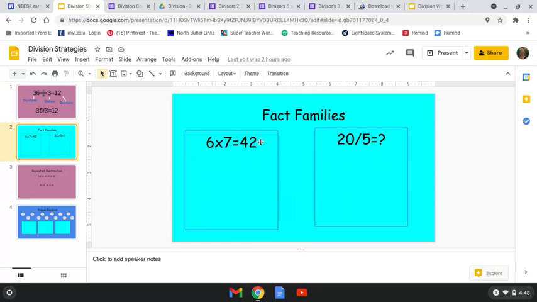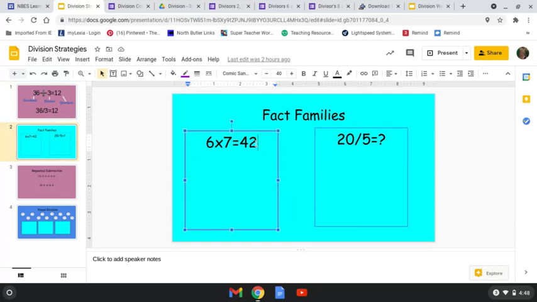For fact families, we just want you to remember to use that multiplication to help you with your division. For instance, there are usually 4 members of a fact family, unless you're doing something like 7 times 7 equals 49, where you would only be able to do 49 divided by 7 equals 7. But with this one, you would do 7 times 6 equals 42. Now turn that into division, okay? 42 divided by 7 equals 6. And then you also know that 42 divided by 6 equals 7.